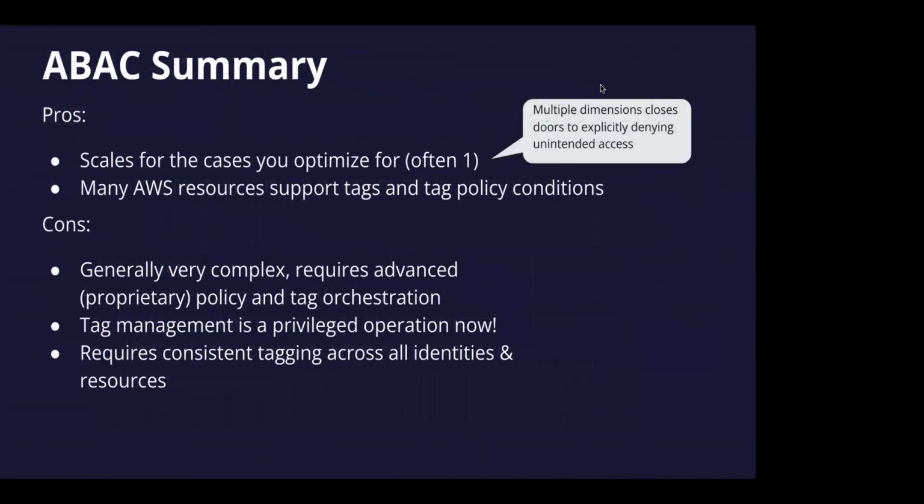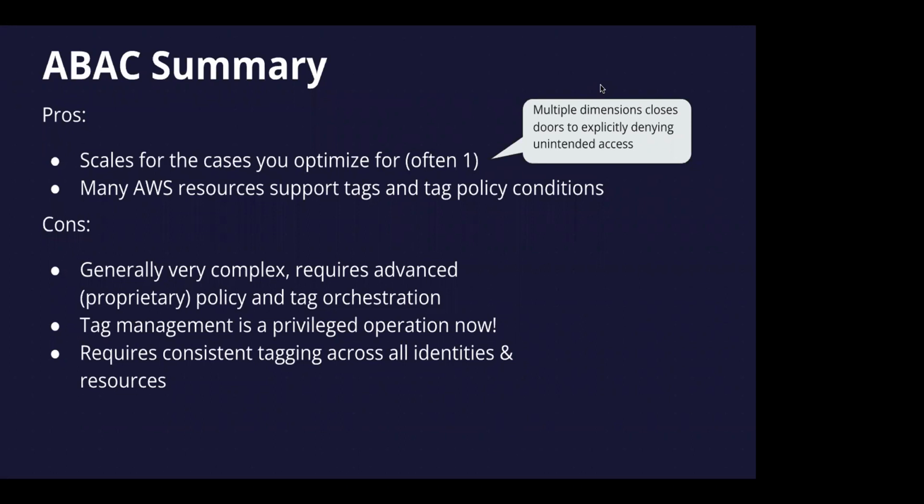So to quickly summarize ABAC, it scales for the cases that you optimize for. And this is often one case or dimension. In the example that we used, it was that resource group dimension. And note that multiple dimensions can close doors for explicitly denying unintended access. This is due to the limits of the IAM policy language to handle operators like "or". So it is difficult or perhaps impossible to express that we're going to allow access based on a resource group or a team while also denying unintended access. And it gets really complicated, but that's kind of a limit there, or an issue.